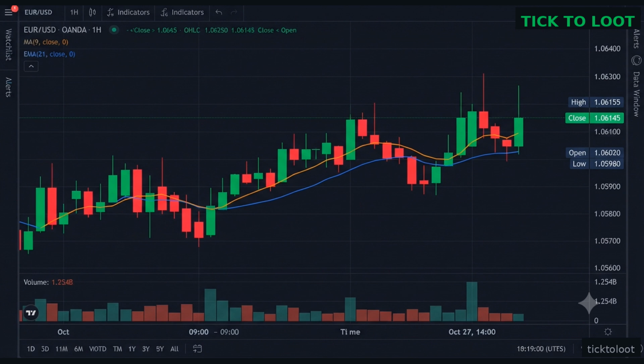The second chart type is the bar chart. A bar chart shows the open, high, low, and close prices for each period, giving us a more detailed view of the market's price action. Each bar represents a specific period, such as a day or an hour, and the open and close prices are marked by the left and right edges of the bar, respectively. The high and low prices are marked by the top and bottom of the bar.